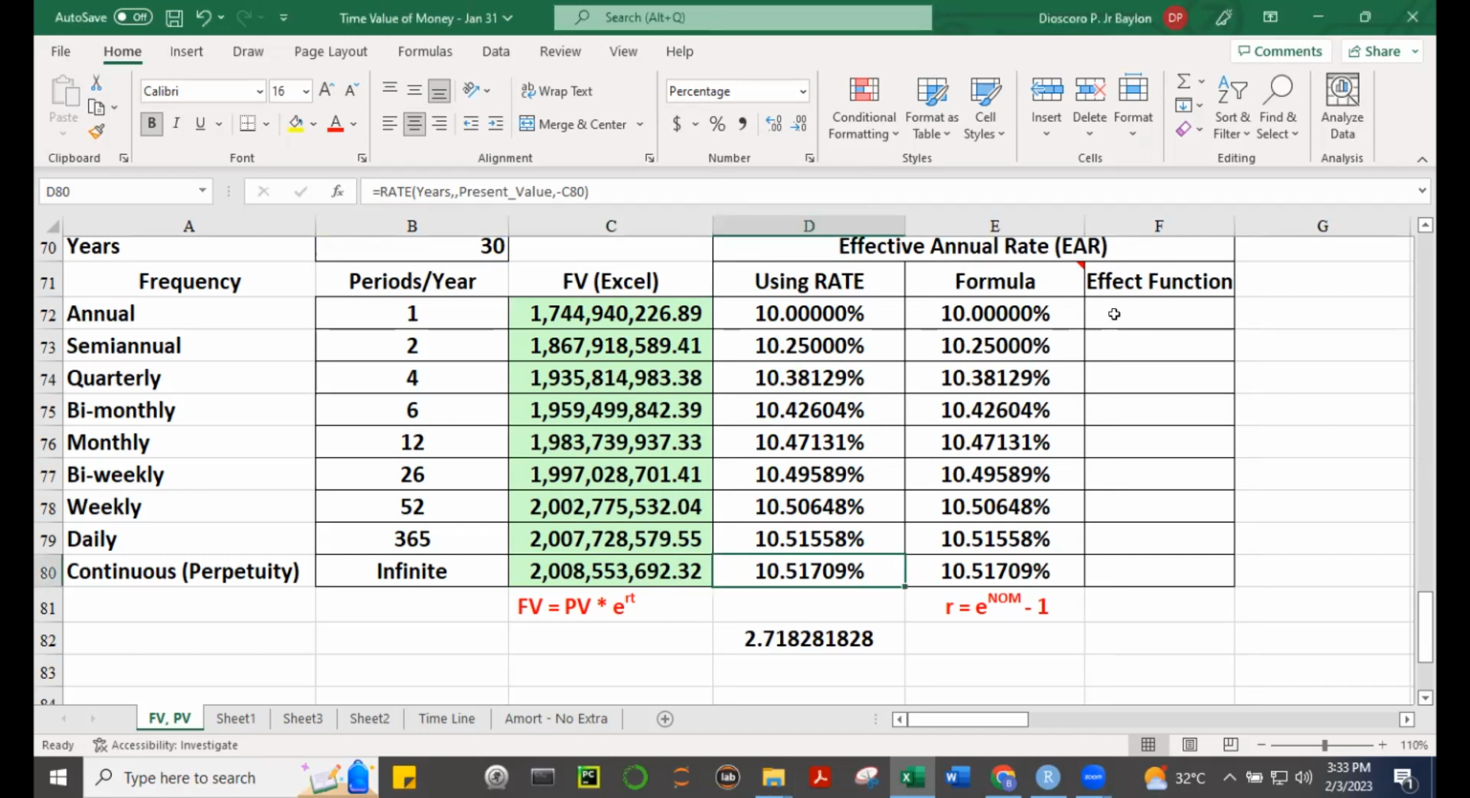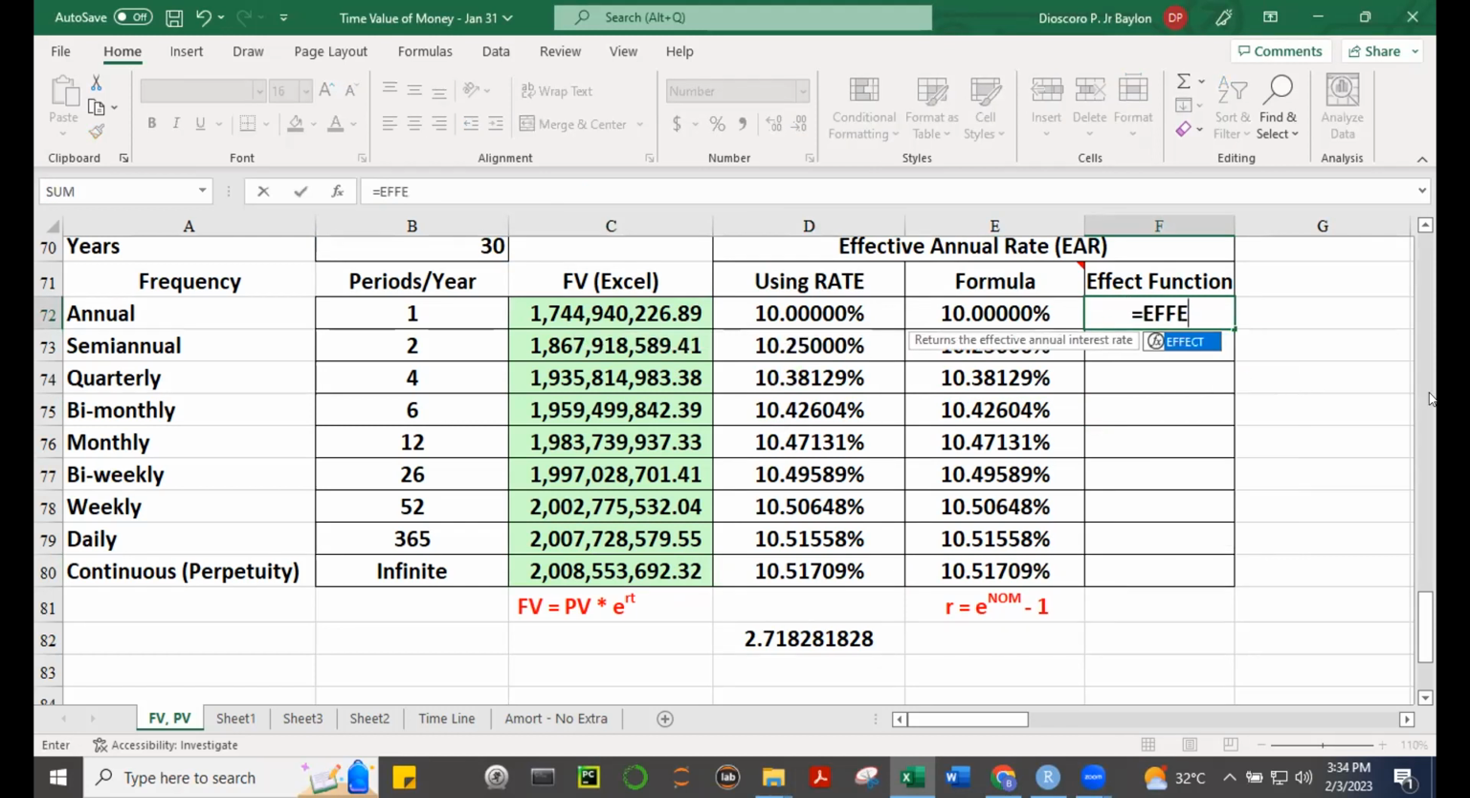And the last is the effect function. So this is very easy because there's a function called effect in Excel. It returns the effective annual interest rate, and the parameters you're asked for are the nominal rate. So we know the nominal rate to be the annual rate, and then the NPERY, the number of periods per year, which is this one.